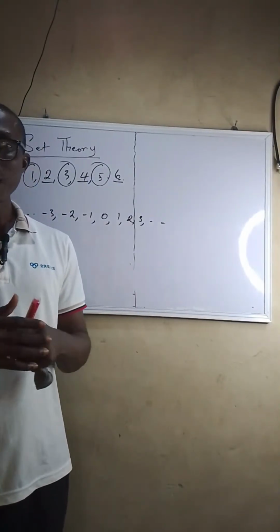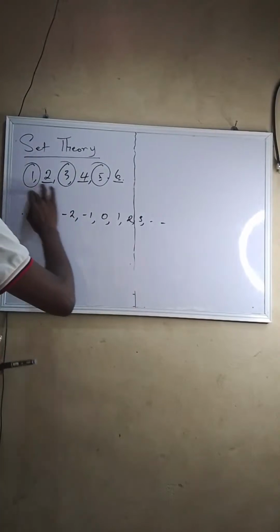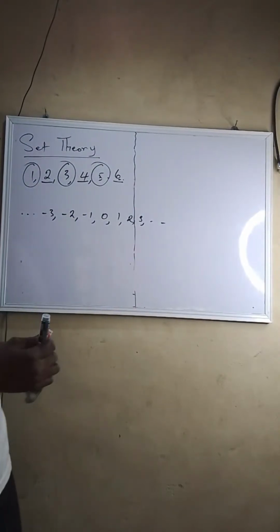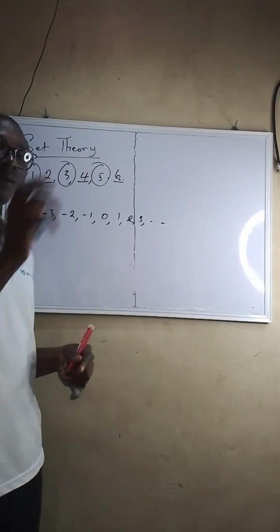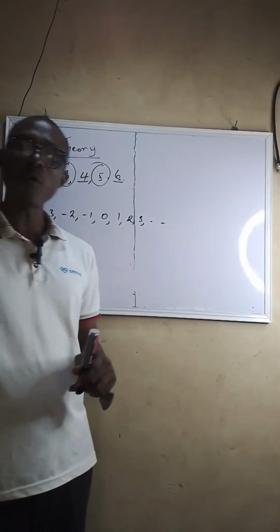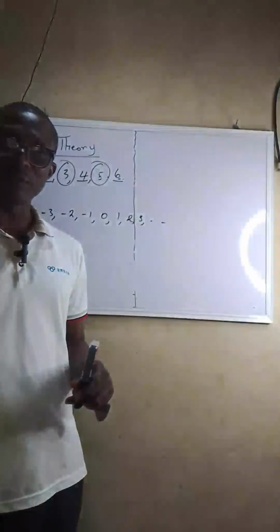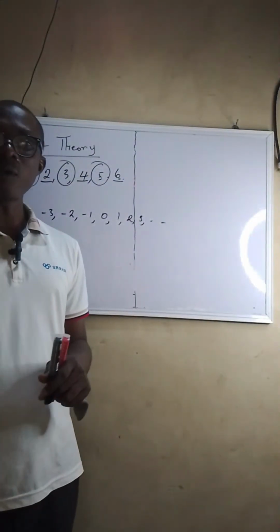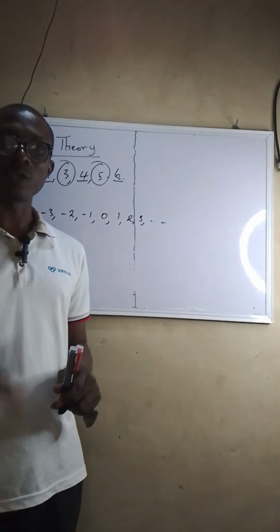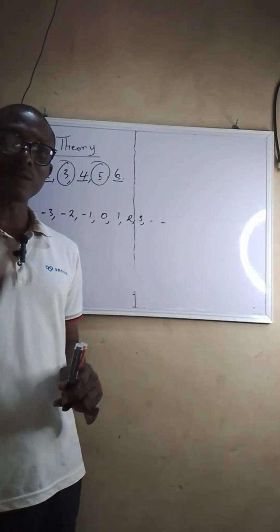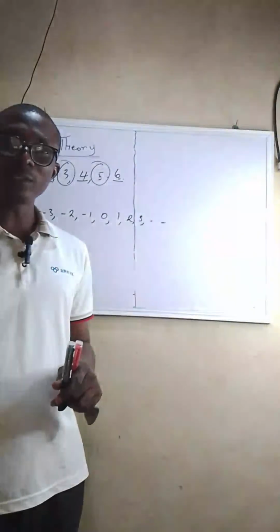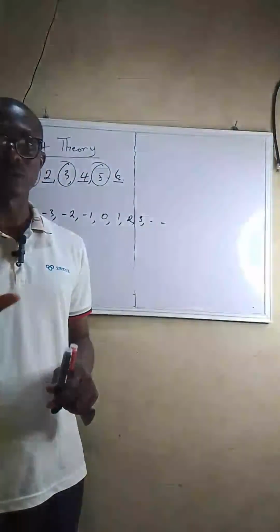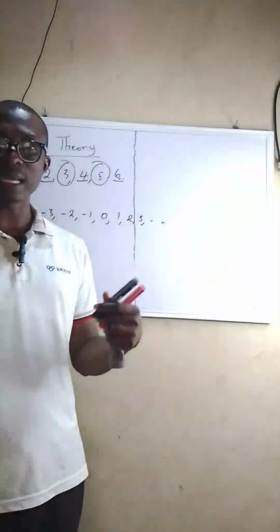Prime numbers are also natural numbers. You will see that I'm defining natural numbers. They are natural numbers that have only 2 distinct divisors. So prime numbers are natural numbers that have only 2 distinct divisors. That is, it's only 2 numbers that can go in there.